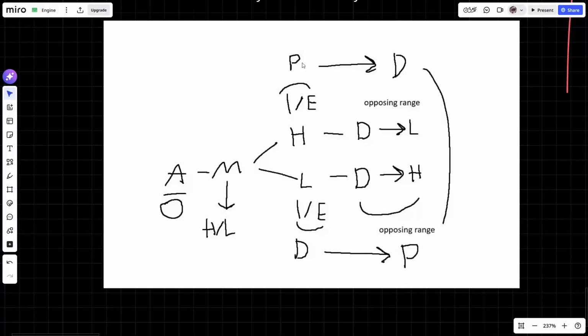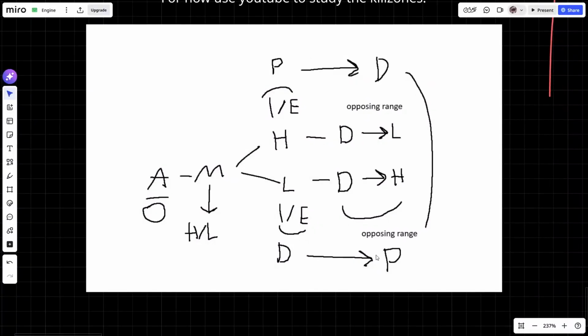And then we go from premium to discount right here, or discount to premium at the bottom, opposing onto the opposing range, right? So if we're at the bottom and we are inside of a discounted level, we obviously want to reach towards a premium level, which would be the opposing range at the top. And here, if we create a low, then we're going to distribute and create a high. If we create a high, we're going to distribute and create a low. Why are we going to distribute? Because we've already manipulated.